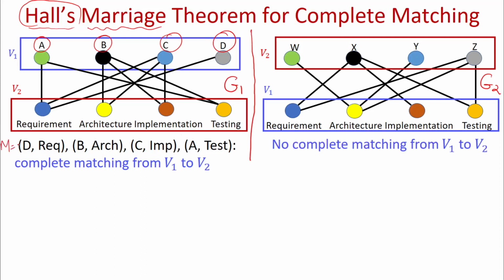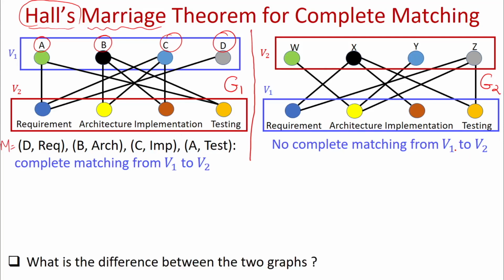Whereas if I take the graph G2, then I can't have a complete matching from V1 to V2, right? Now, why is it not possible to have a complete matching from V1 to V2? We already saw when we discussed the job assignment problem that in this specific graph G2, it's not possible to do the job assignment.